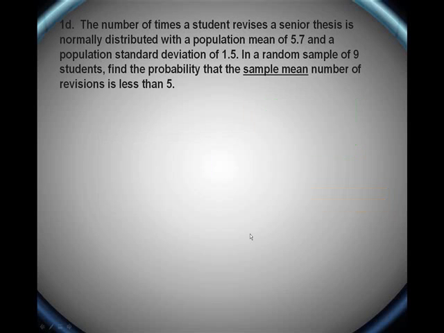Part D now. We still have the normal distribution and a population mean of 5.7 and a population standard deviation of 1.5. But now the question's different, and so is the data. We have a random sample of 9 students, so now we have a sample that's been taken, whereas before we did not. And we're going to find the probability that a sample mean number of revisions is less than 5. We're not asking about an individual number or an individual student, or about what proportion of all students. We're looking at the sample mean, and the probability that the sample mean is less than 5.